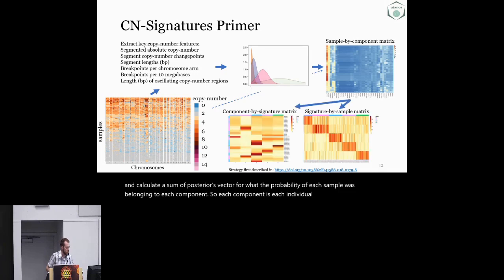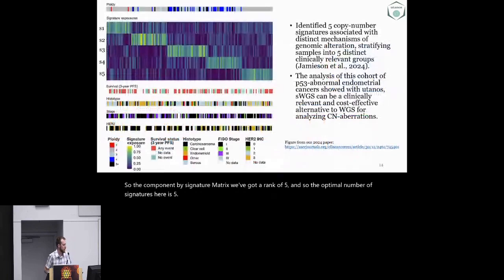We then use non-negative matrix factorization to decompose that into a component by signature matrix and a signature by sample matrix. So for those of you familiar with the computational difficulties here, what we're really trying to figure out is the rank of the subsequent matrix. So the component by signature matrix, we've got a rank of 5, and so the optimal number of signatures here is 5. So one of the findings from this study was that they identified 5 copy number signatures that were identifying of certain things within their population and stratified the samples.